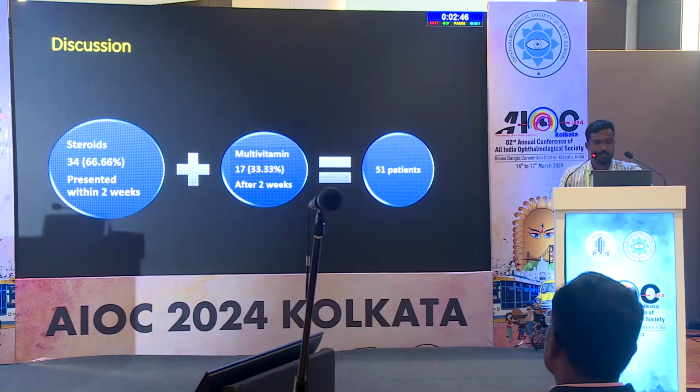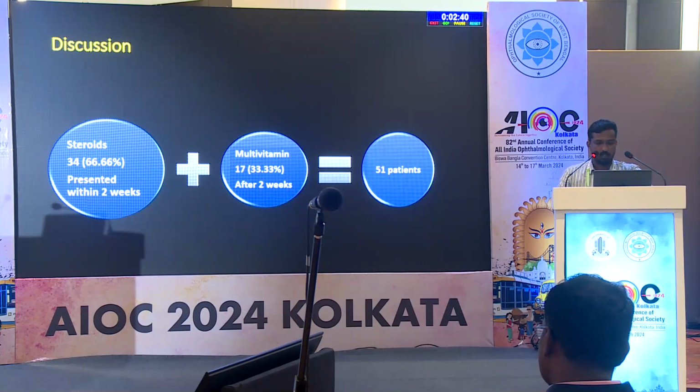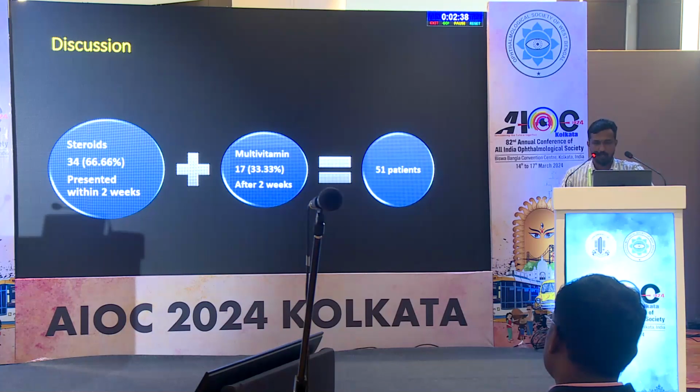Coming to the discussion, those who presented within 2 weeks to our center following trauma were treated with IV methylprednisolone, 1 gram for 3 days, followed by oral methylprednisolone, 1 mg/kg body weight, on a tapering dose for 5 to 6 weeks. Those who presented after 2 weeks were treated with multivitamins.